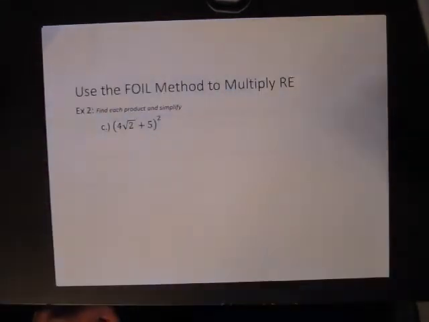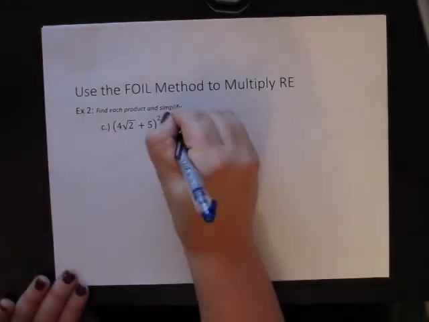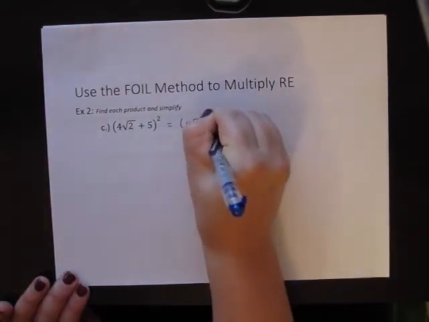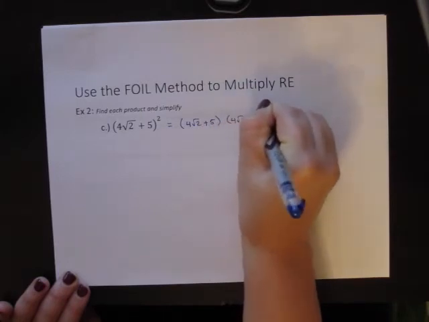Okay. So now what I want you to do is take this one and do it completely all by yourself. Okay, so first thing we're going to do is write it twice. So we've got 4 square root 2 plus 5 times 4 square root 2 plus 5.